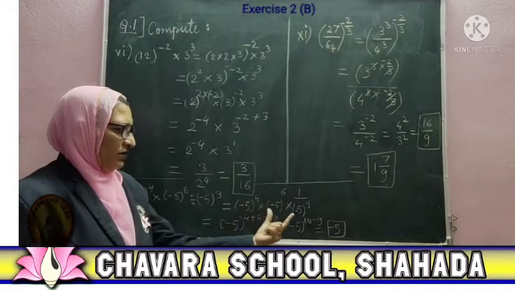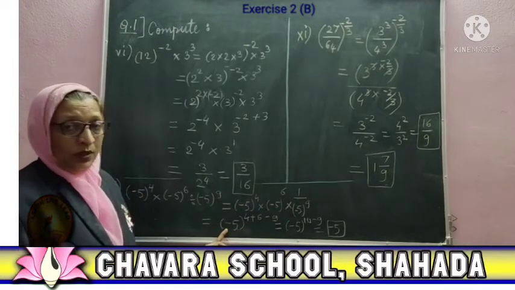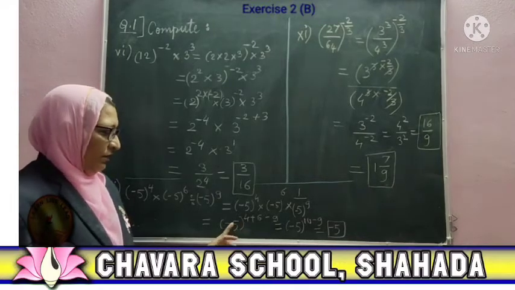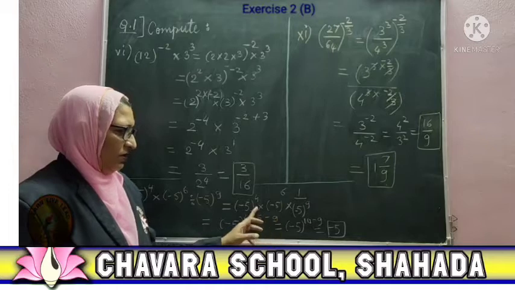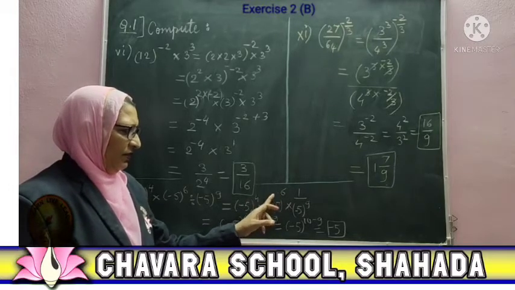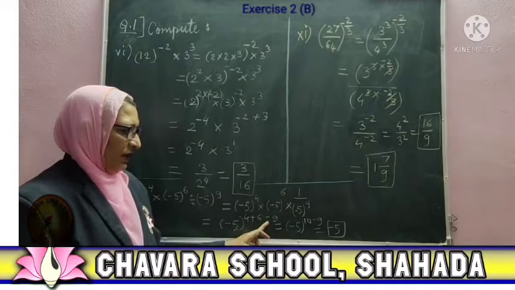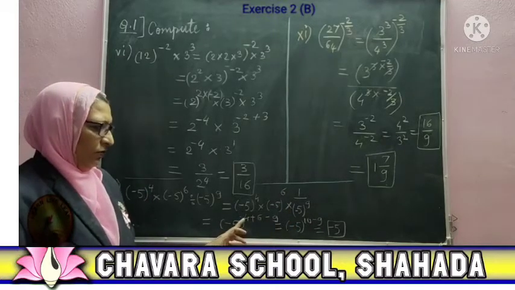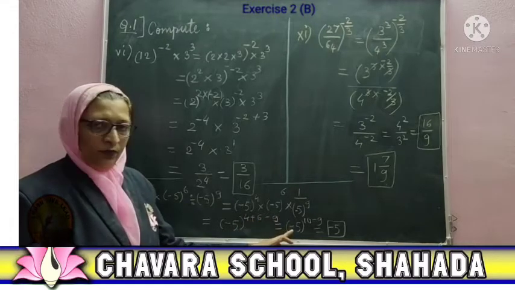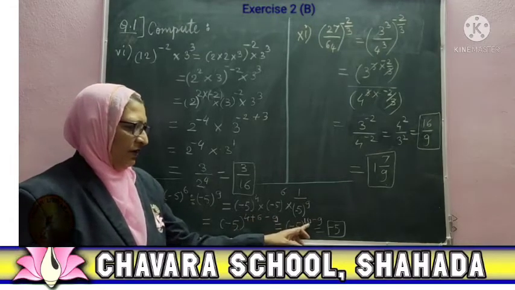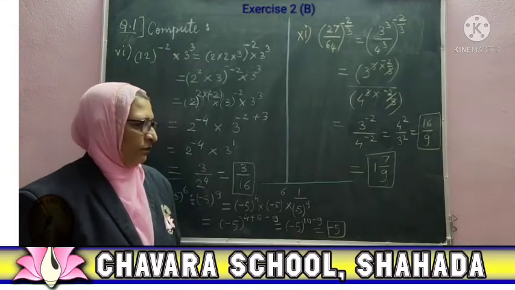Now, bases are the same. Multiplication and division we will do, so addition and subtraction of powers we will do here. Negative 5 to the power 4 plus 6 minus 9. Since here there is a product, we will add the powers, and it is division, so we will subtract the power. Negative 5 to the power 4 plus 6 minus 9 equals negative 5 to the power 10 minus 9, equals negative 5 to the power 1.